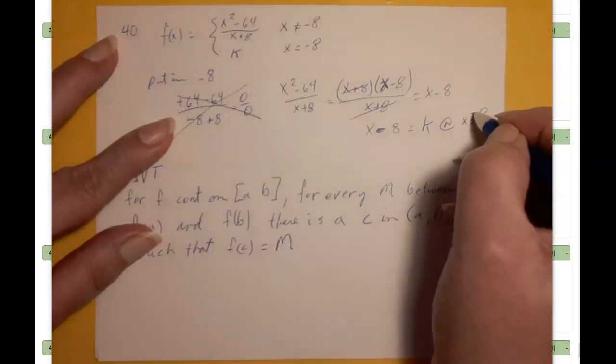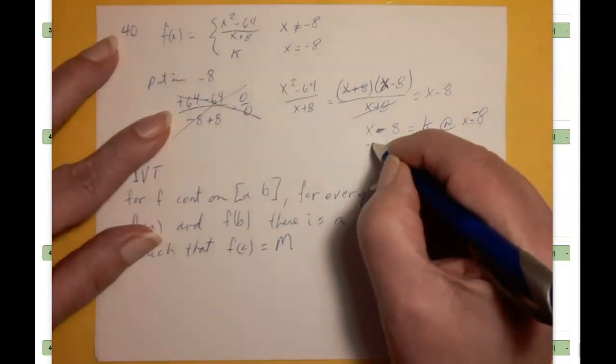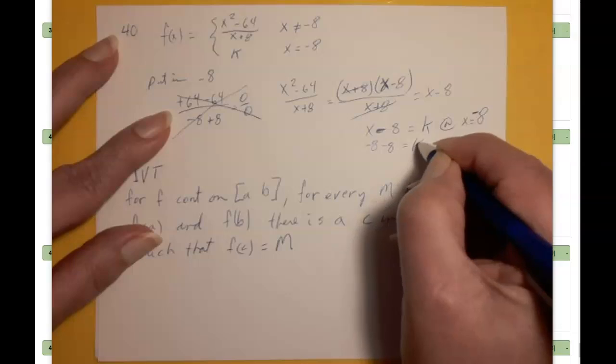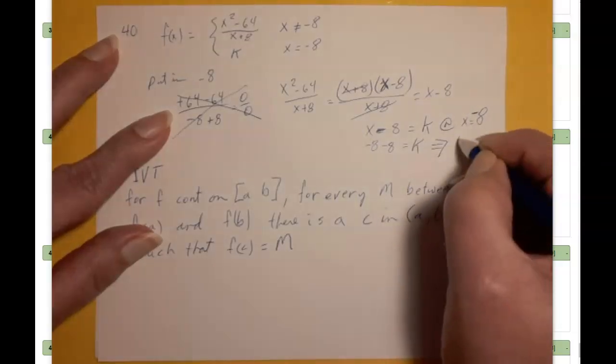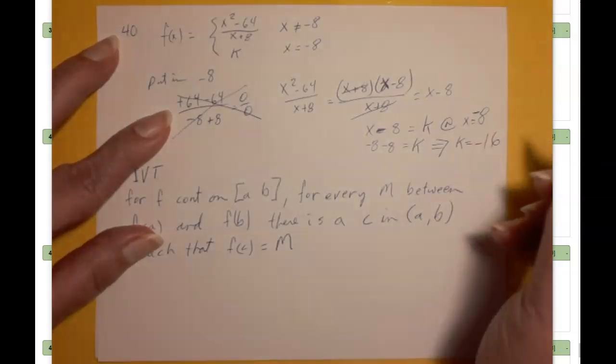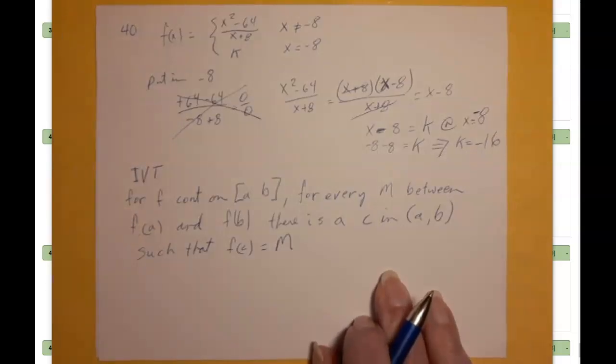Negative 8, sorry. And x equals -8, so I get -8 minus 8 equals k, which implies that k equals -16. So you may have to do a little algebra to figure those out.